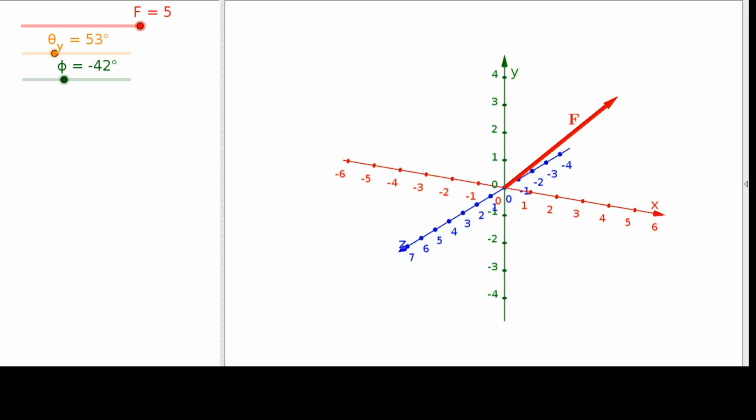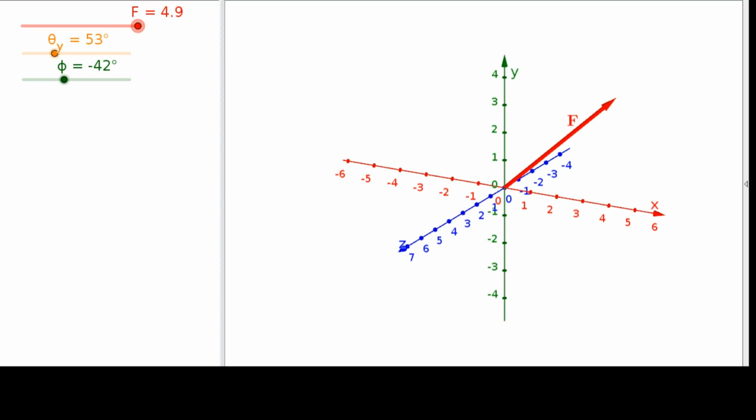Showing vectors in 3 dimensions is somewhat difficult a lot of times. Here I have a vector drawn in 3 dimensions. It's going from the origin to some point in space. This vector, I'm actually controlling with the magnitude. We can change the vector.